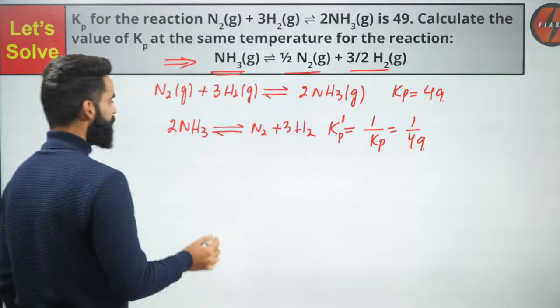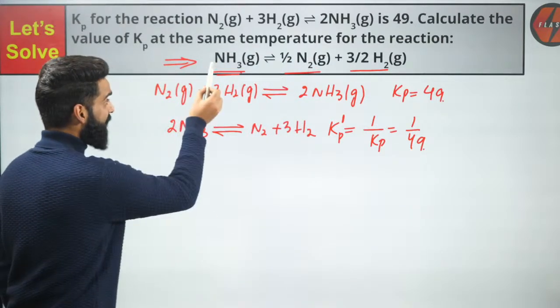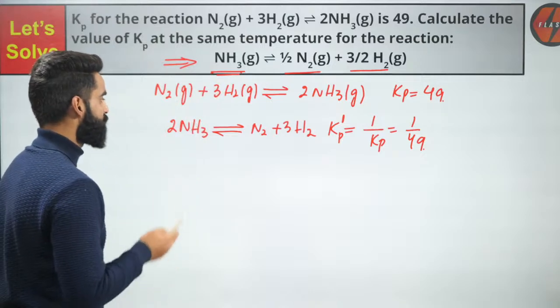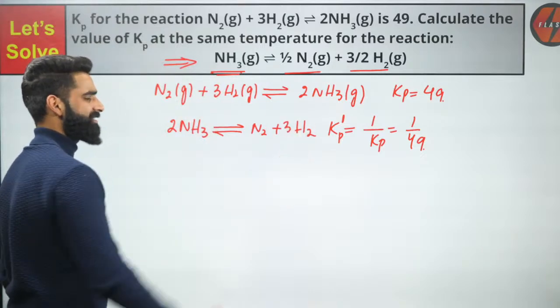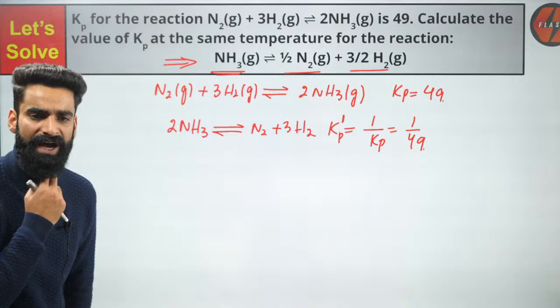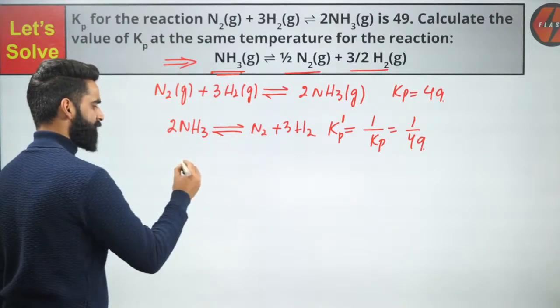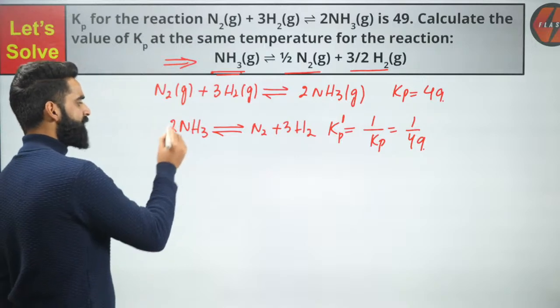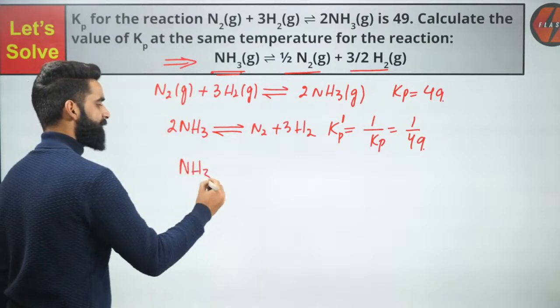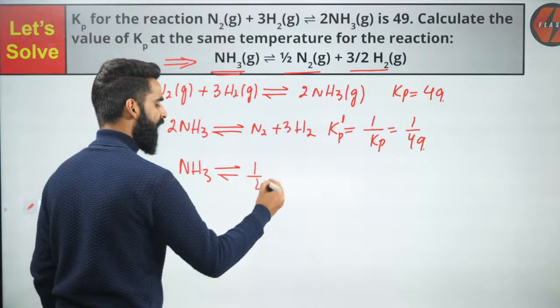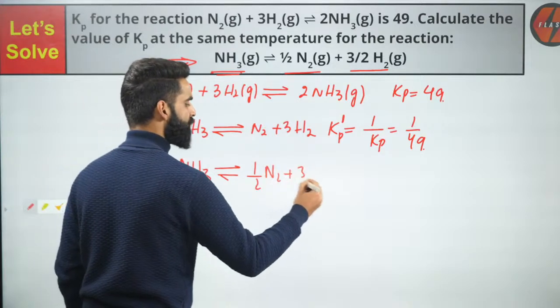Now, this is 2 times NH3, but in my actual reaction, it should be 1 times. So what am I going to do? I'm going to multiply this reaction throughout by 1 by 2. If I multiply this reaction throughout by 1 by 2, it becomes NH3 in equilibrium with half of N2 gas plus 3 by 2 times H2 gas.